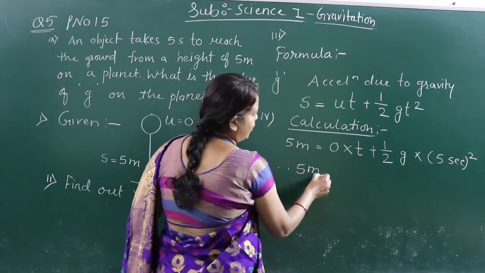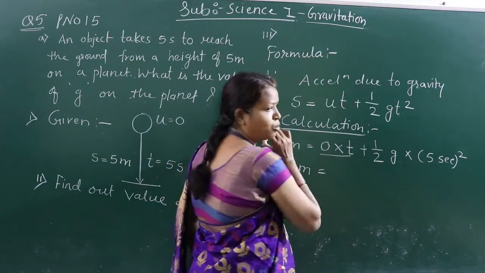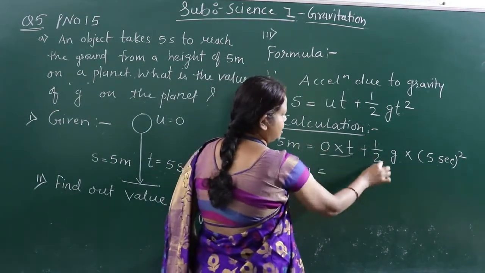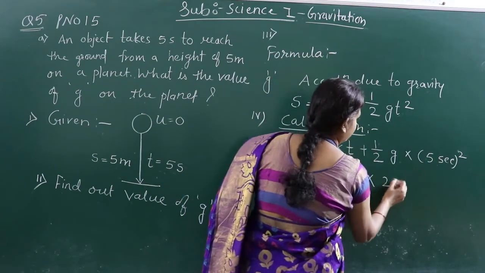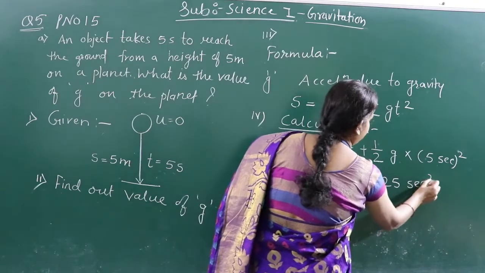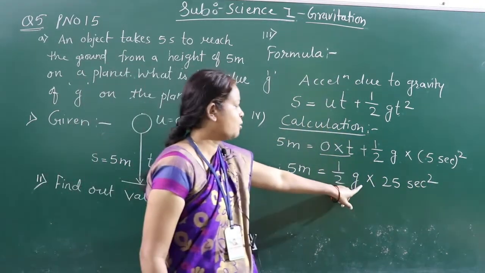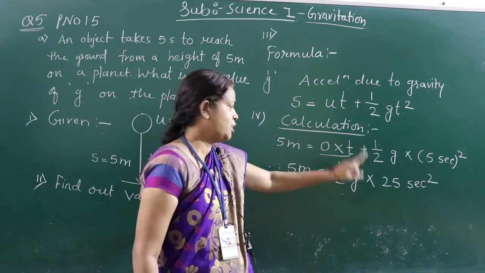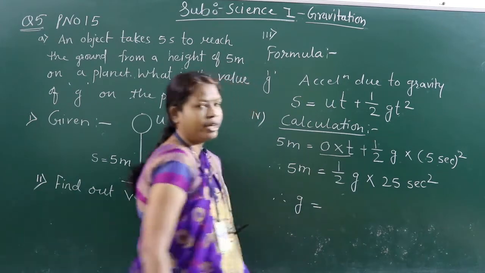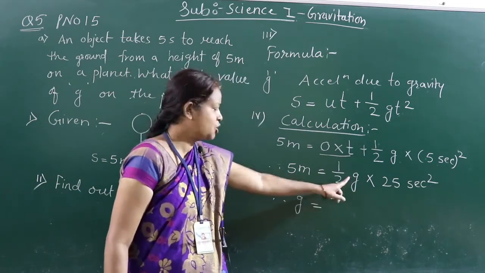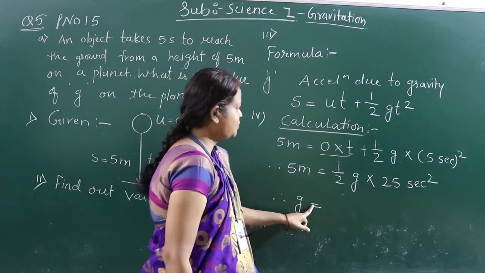Now next step, 5 meters is equal to, this becomes 0, no need to write. This is half g into 5 square, that is 25 second square. What are we going to find? We are going to find this value of g. So it becomes g is equal to, we have to keep this g before the equal sign because we have to find the value of g.